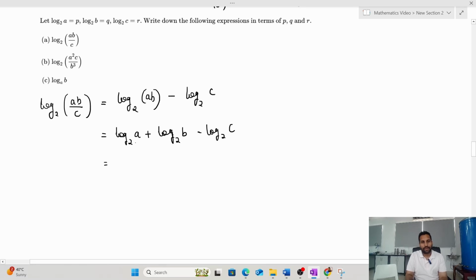Now what is log base 2 a? Log base 2 a is p. So I can write this as p. Log base 2 b is q, and log base 2 c is r. So the first answer is p plus q minus r.